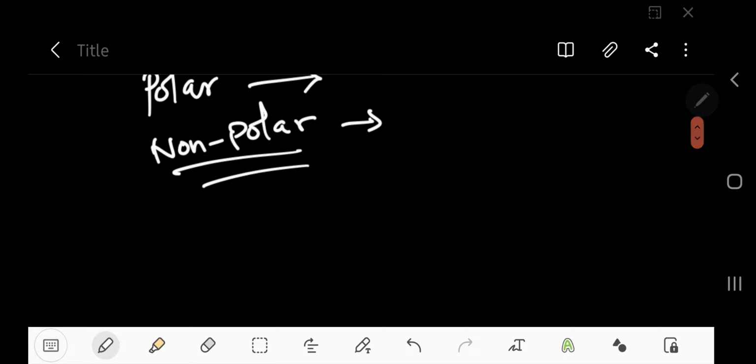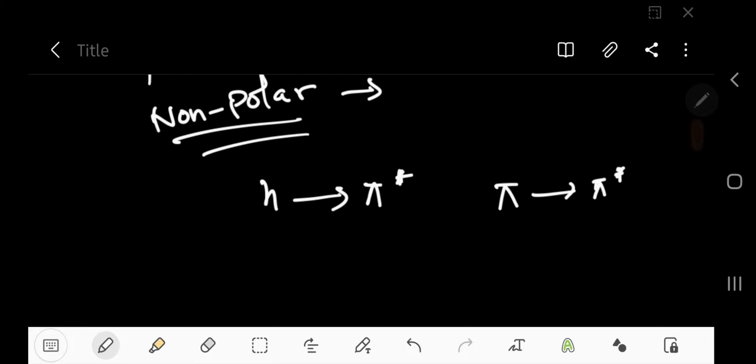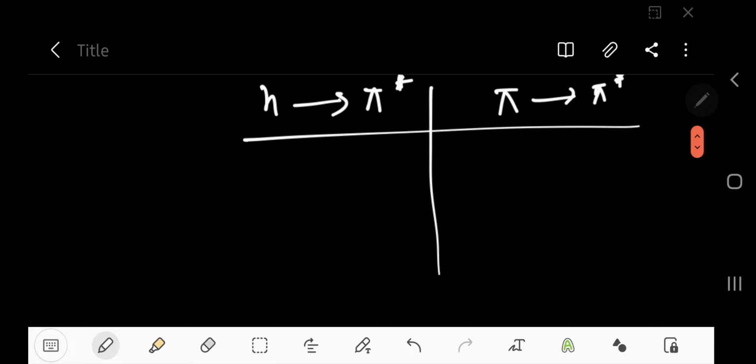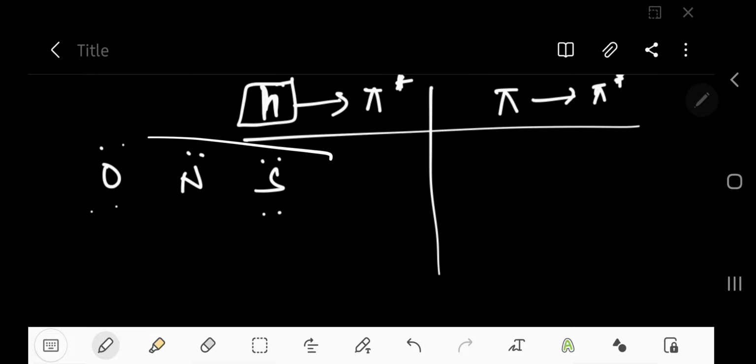There are two cases we can take. One is the n to pi star transition, and another is the pi to pi star transition. In the case of n to pi star transition, n is the non-bonding electron. Oxygen has 2 lone pairs, nitrogen has 1 lone pair, sulfur has 2 lone pairs. These lone pairs of electrons are called non-bonding electrons.